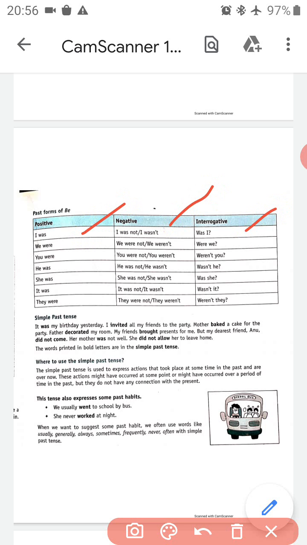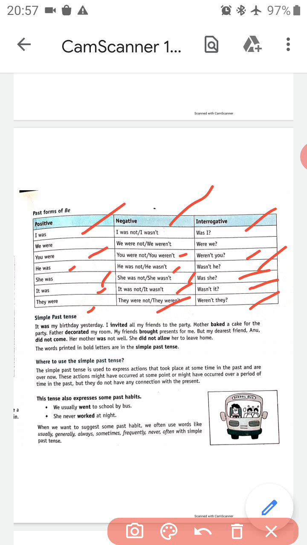We were, in negative it will be we were not, in interrogative it will be were we. Again you were, in negative it will be you were not, in interrogative weren't you. He was, in negative it will be he was not, and interrogative will be wasn't he. She was, in negative she was not, in interrogative was she. It was, in negative it was not, in interrogative wasn't it. They were, in negative they were not, and in interrogative weren't they.